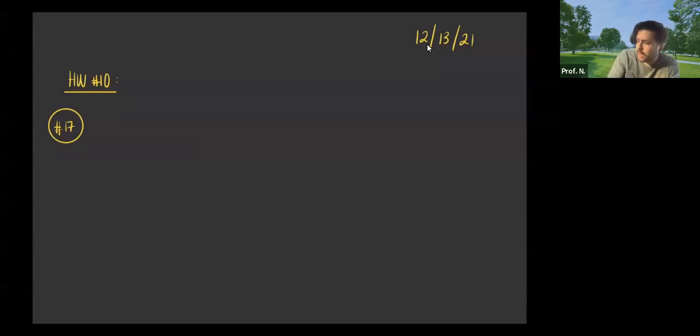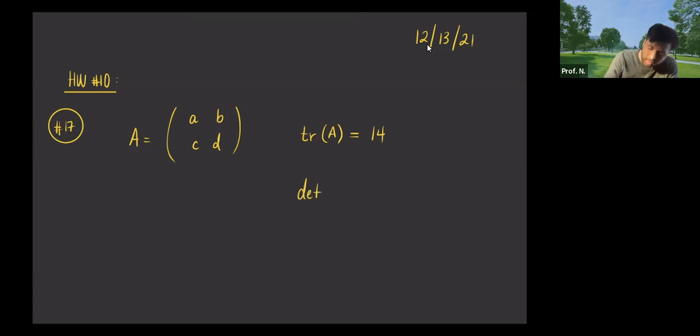So we have a 2x2 matrix A. I'm going to write the 2x2 matrix as A, B, C, D. We don't know what the entries are. What we do know is that the trace of A is 14 and the determinant of A is 45.